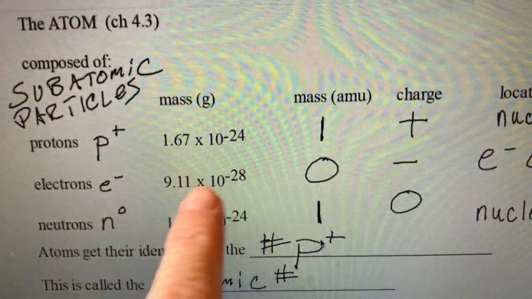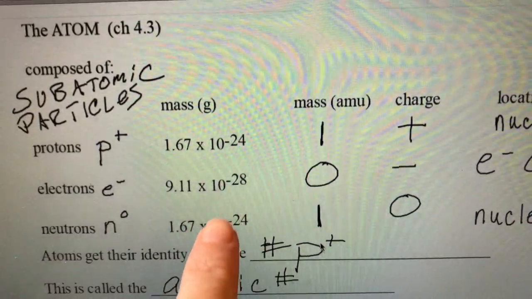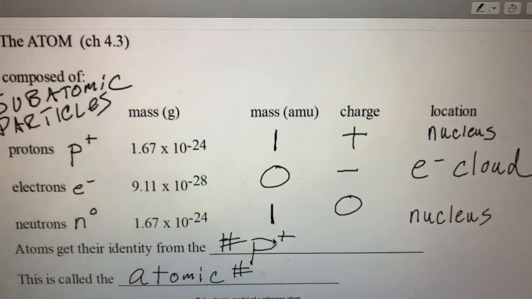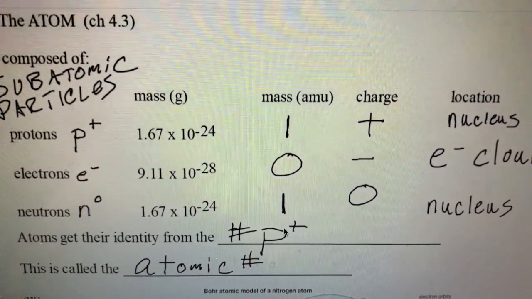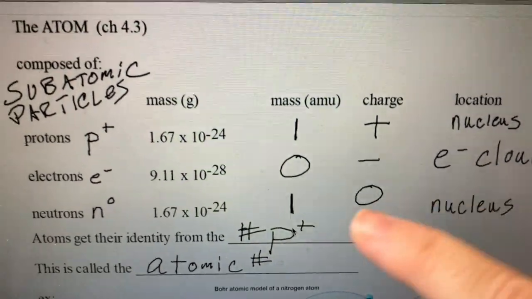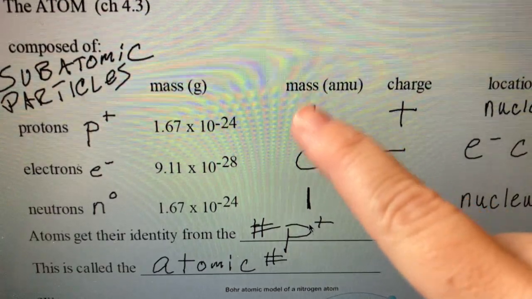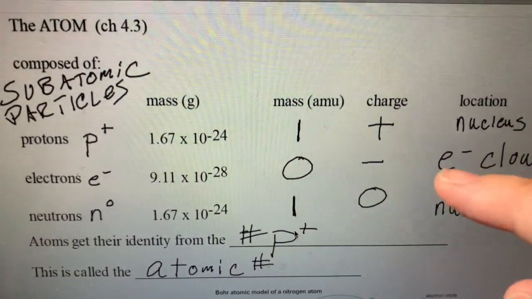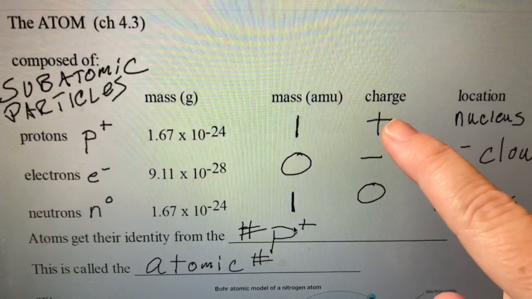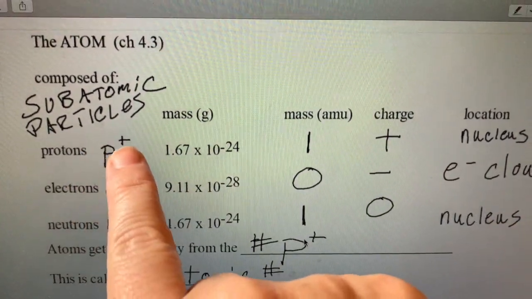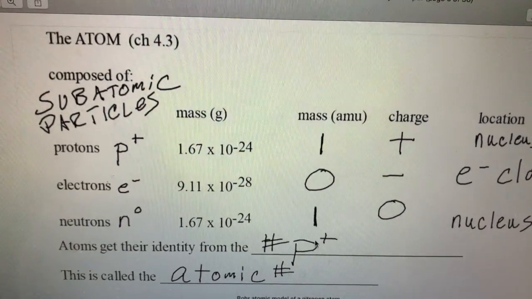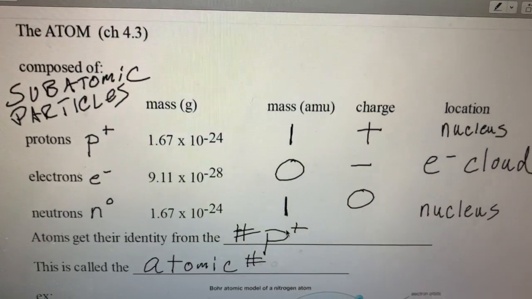Electrons, while they have mass, if you look at this number, it is quite a bit smaller than our protons and neutrons. So what we say for the mass in AMUs of an electron is that it is so small that we don't really consider it to have mass. So we say that the mass in AMUs of an electron is 0. The charge is very important. Protons are positive, that's why I have a little p with a positive sign there. Electrons are negative, and neutrons are neutral. They do not have a charge.